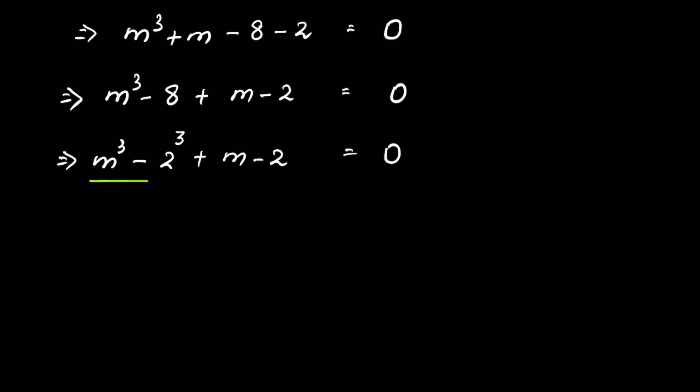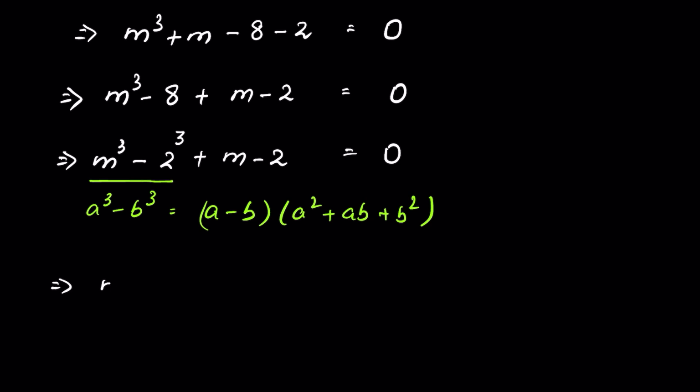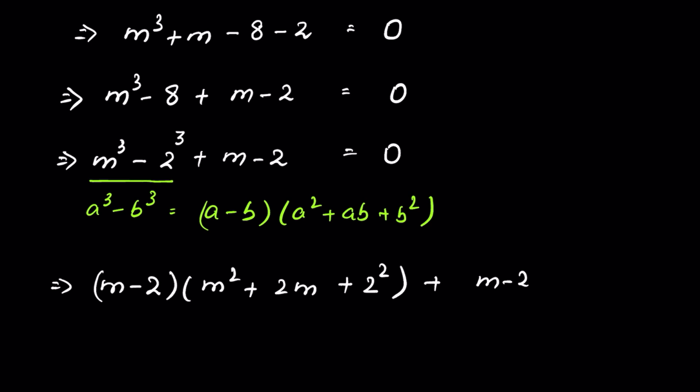Now this is in the form of a cube minus b cube, and we can expand it as a minus b times (a square plus ab plus b square). So we can write it as m minus 2 times (m square plus 2m plus 2 square), then plus m minus 2, we can write it as 1 times m minus 2 equal to 0.